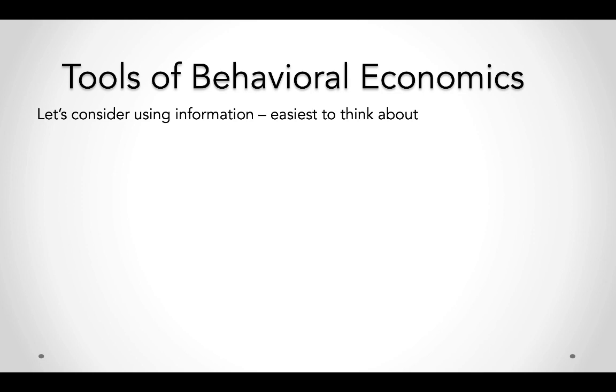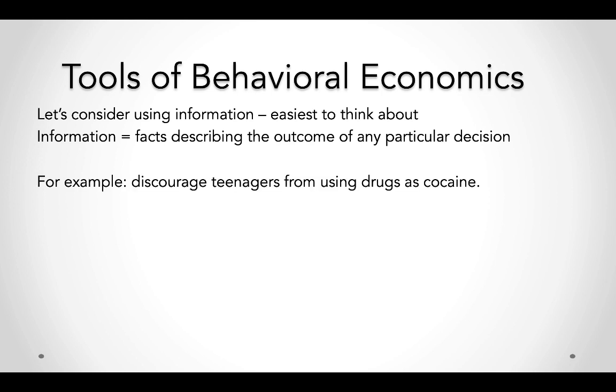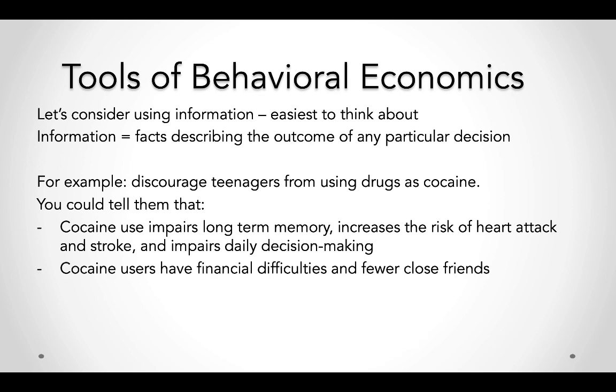Let's consider using information because it's the easiest to think about. Information is fact describing the outcome of any particular decision. For example, if you want to discourage teenagers from using drugs such as cocaine, you could tell them that cocaine use impairs long-term memory, increases the risk of heart attack and stroke, and impairs daily decision making. Cocaine users have financial difficulties and fewer close friends.